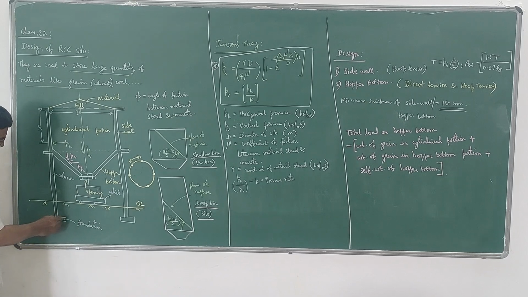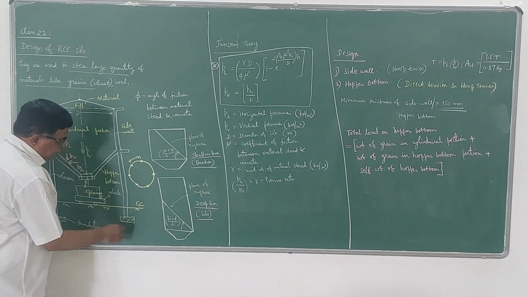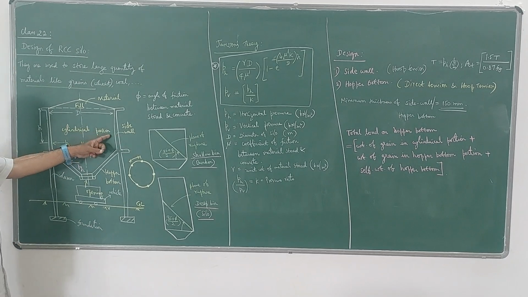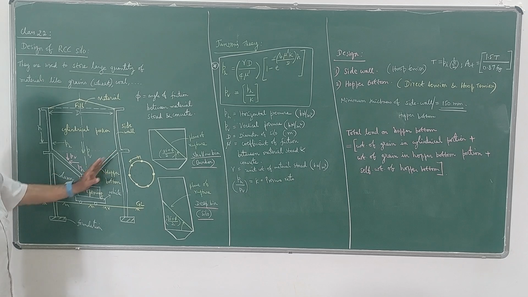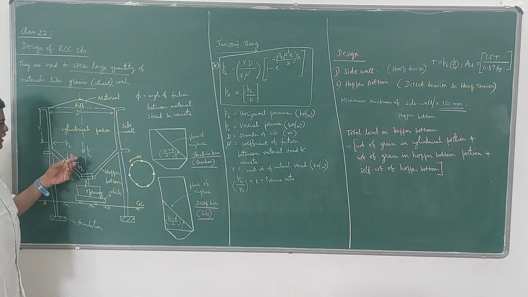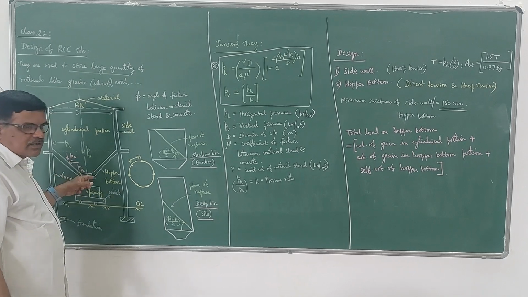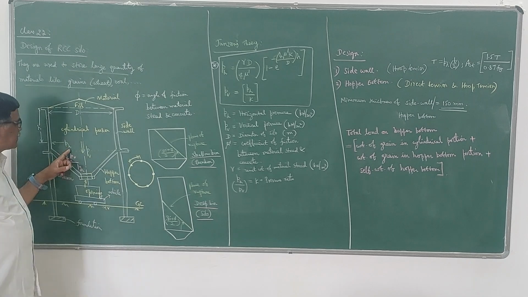Here, in the design, we have to design the vertical side wall and we have to design the hopper bottom. Those two things are important. And you can see here there will be two types of pressures acting on the elements of the silo. One is pH, another is PV.